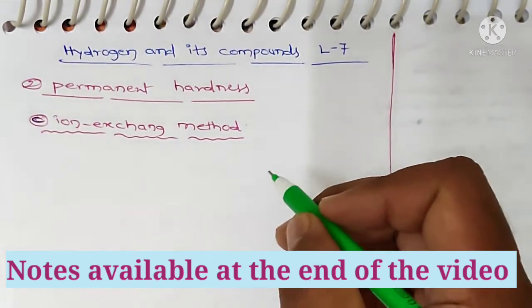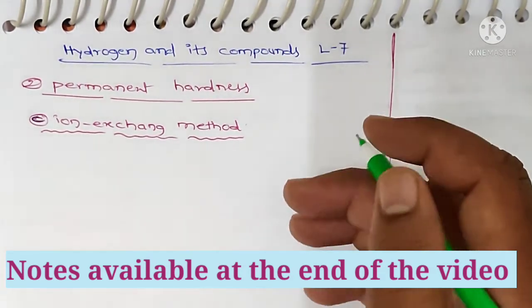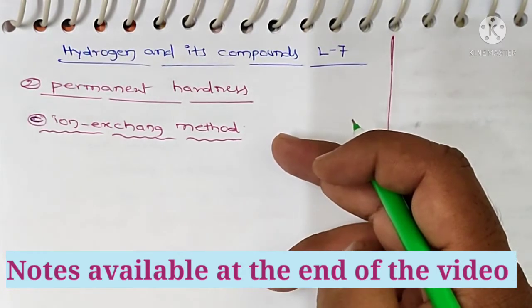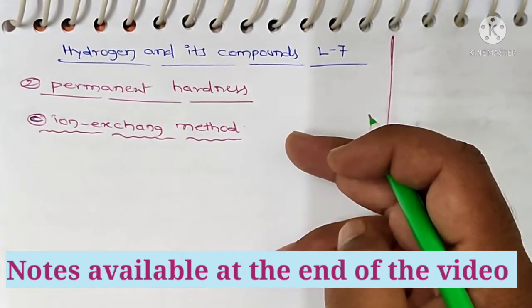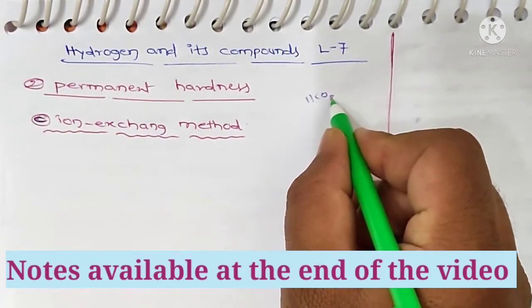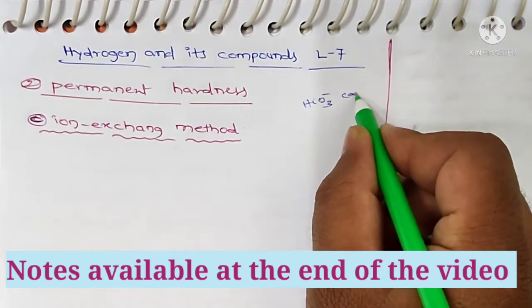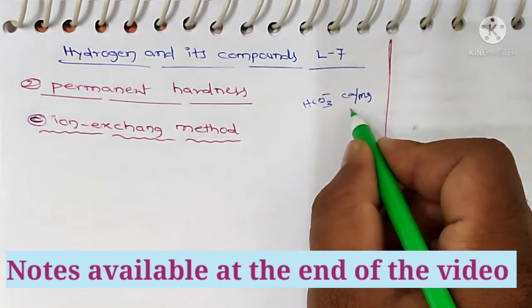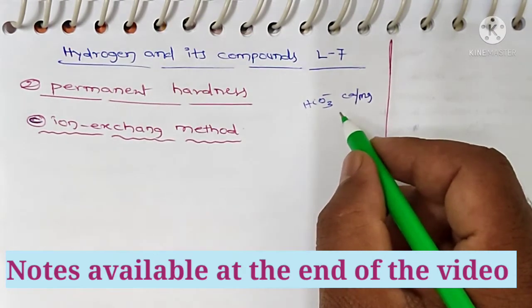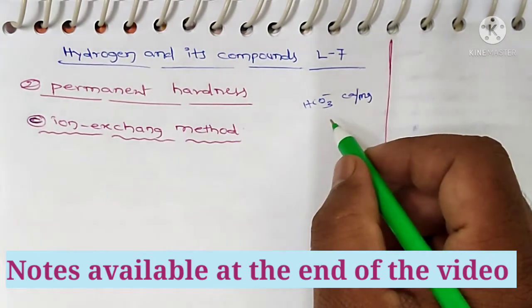And hardness of water is of two types. One is temporary hardness and the second one is permanent hardness. Temporary hardness is due to the presence of bicarbonates of calcium and magnesium. And temporary hardness is removed by two methods: one is the boiling method and the second one is Clark's method.